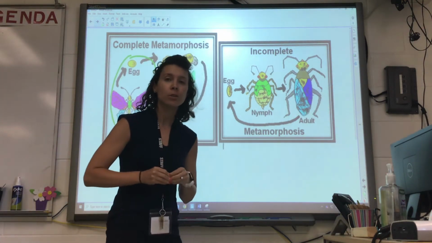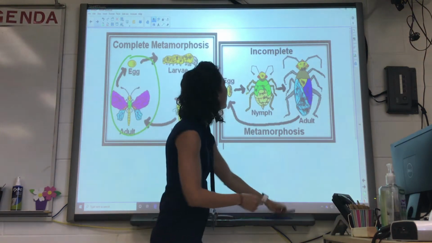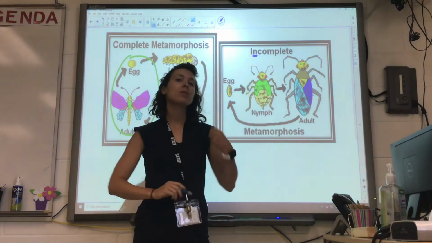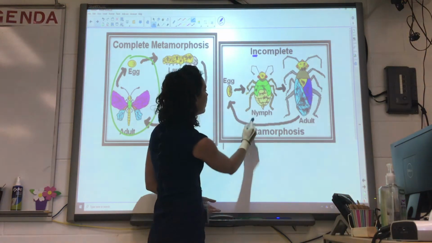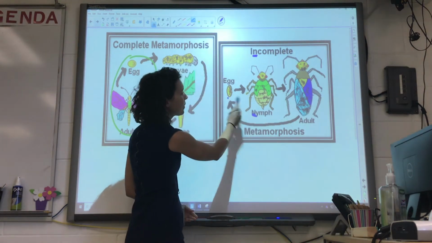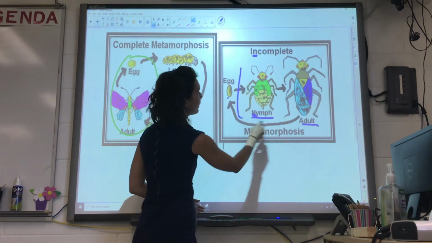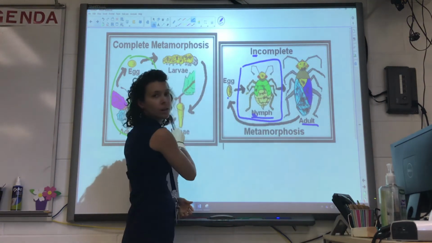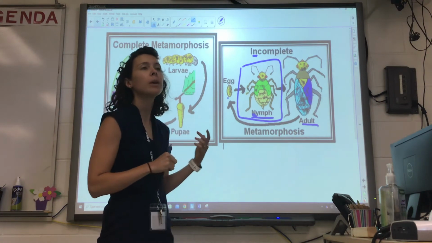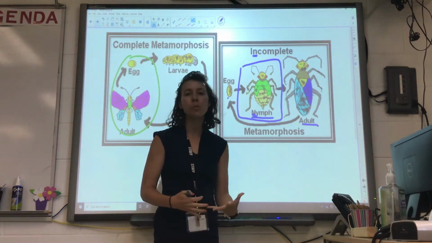That middle stage is going to be called a nymph, right? So the way that I remember this is incomplete has an N. So this is the one with the vocabulary word with an N, nymph. So we get an egg, we get a nymph, and then we go to an adult. So this is the only stage that's not over here in complete metamorphosis, okay? And another way that I remember the word nymph is that word N for newborn, right?